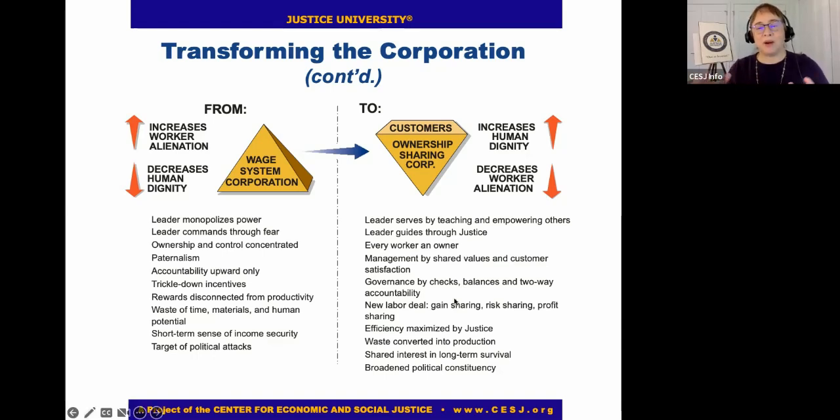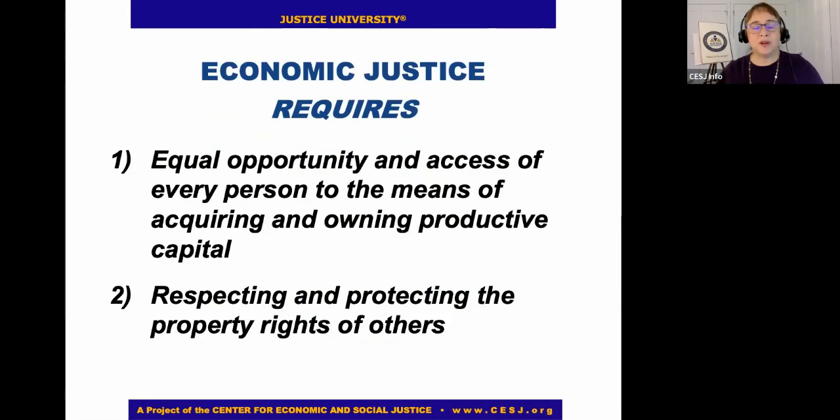But at all aspects of a company, you would look at, is this reflecting the principles of economic justice? So this also says, if we're going to talk about economic justice at the level of the corporation, we must ensure that every person has equal opportunity to become an owner and equal access, no matter what their position in the company is. Whether they're the janitor or the CEO, they must have equal access to the means of acquiring and owning productive capital.